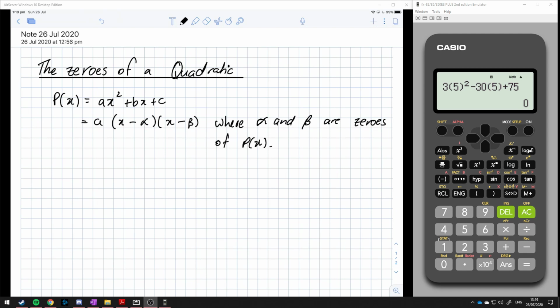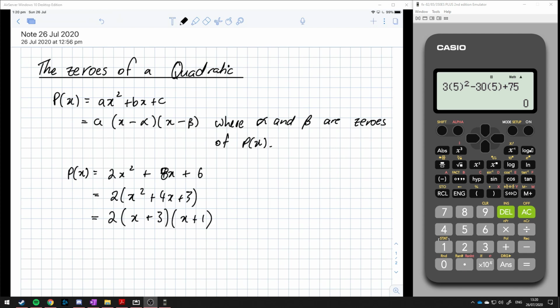A good example of this would be, let's say we had p of x is equal to 2x squared plus 8x plus 6, something like this, okay? Then we can take a factor of 2 out, which leaves us with x squared plus 4x plus 3, and then we can factorize the inside by writing it as factors of the zeros, in this case, which is 3 and 1.